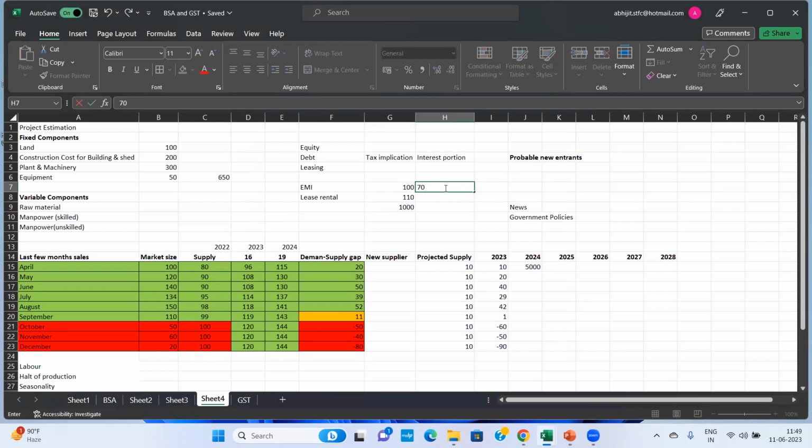Yashwant, I'm coming to that. Let me finish first. Okay. 70 is the amount of interest. Out of 100 EMI, 70 is the amount of interest. Right or wrong? Okay. In lease rental, so you will get tax rebate on 70, right? You will get tax rebate on 70, yes or no?